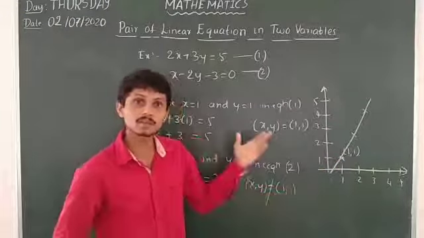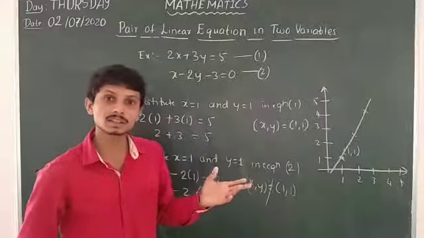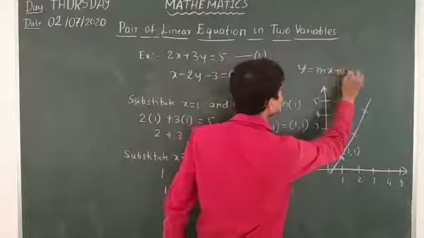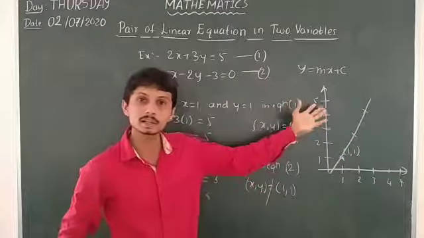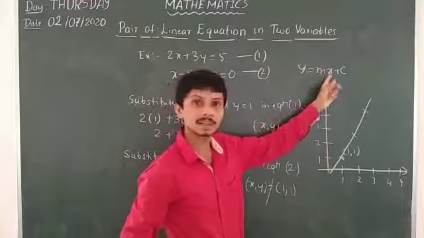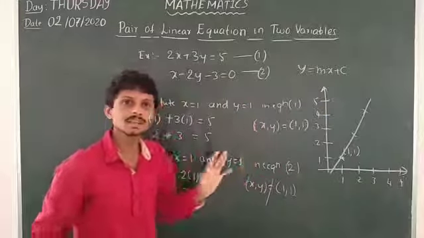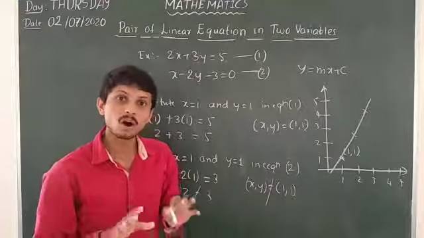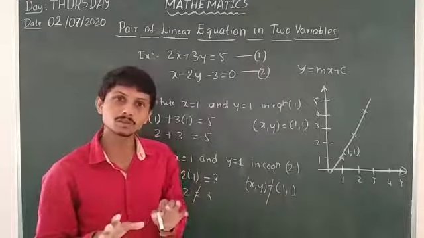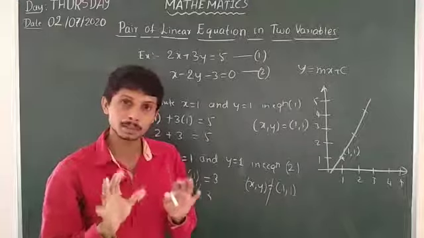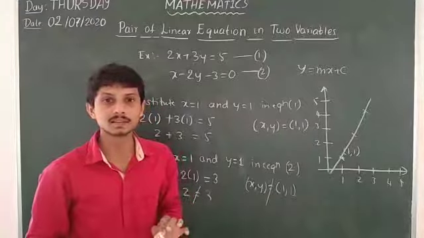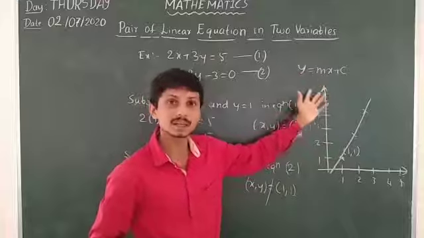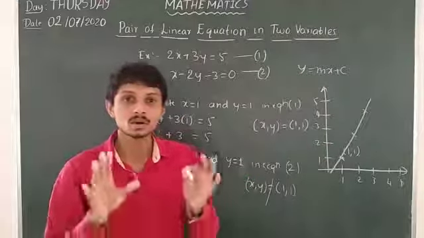So we already know the equation of a straight line, what is it? y is equal to mx plus c. So that means it is also a linear equation in two variables. There are two variables, x and y. So every linear equation in two variables has solutions, and all those solutions can be represented as points on the straight line, because the equation of the straight line is similar to a linear equation in two variables.